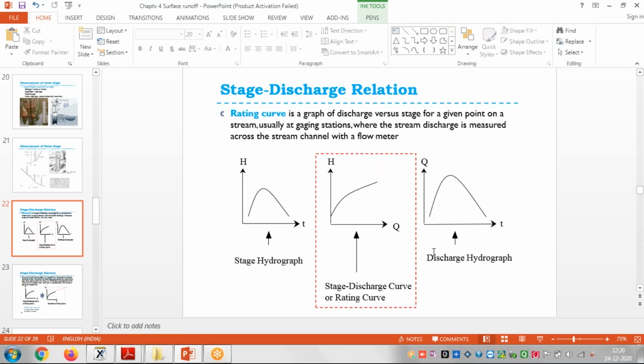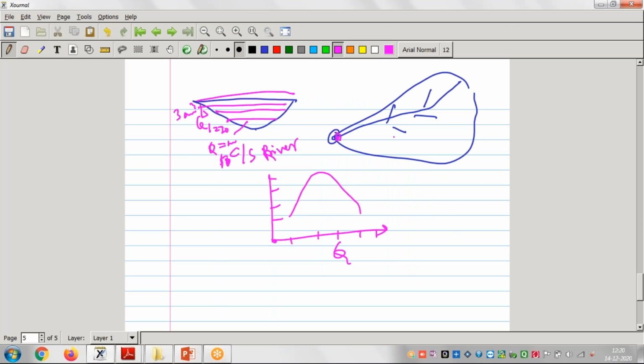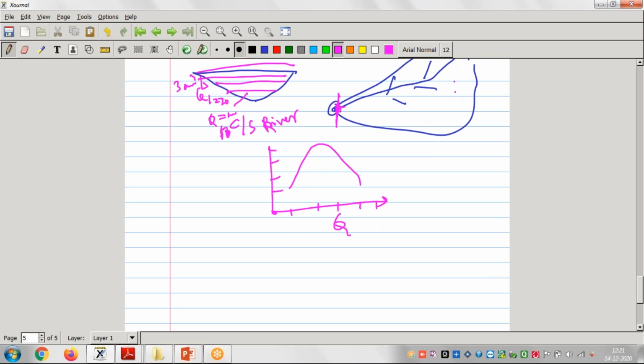Now another is the normal hydrograph, which is generally used, that is the discharge hydrograph. Means what? The same point, suppose this is my point and we are at this point. Say here in this watershed, rainfall occurred. It started from morning 8 a.m. or 7 a.m., right?